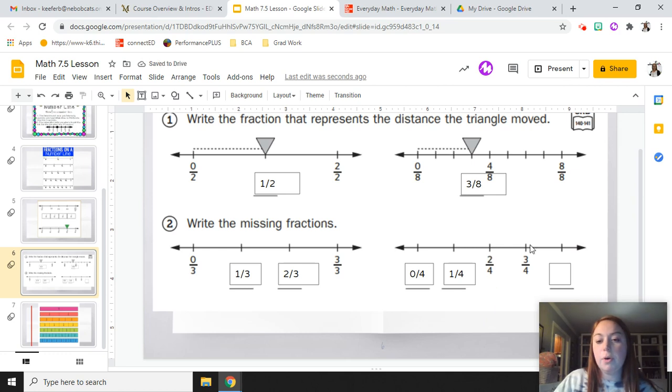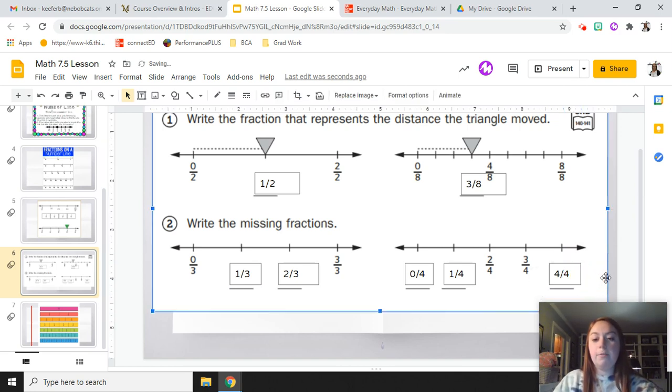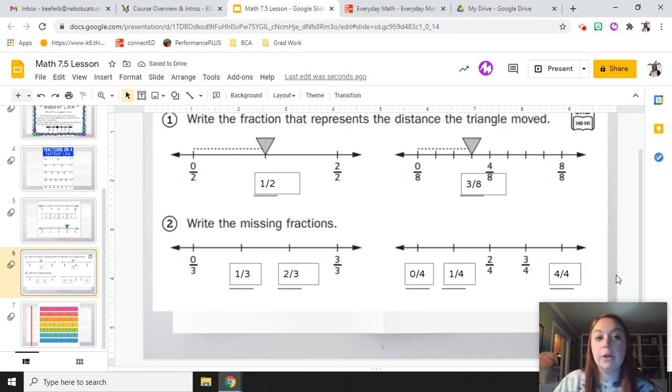And then we have 2/4, 3/4, and then what is equivalent to 1 whole would be 4/4. So 4/8, 8/8, 2/2, and 3/3 would all be equivalent to saying 1 whole. The whole is the number line 0 to 1, and then we're filling in the spaces in between.